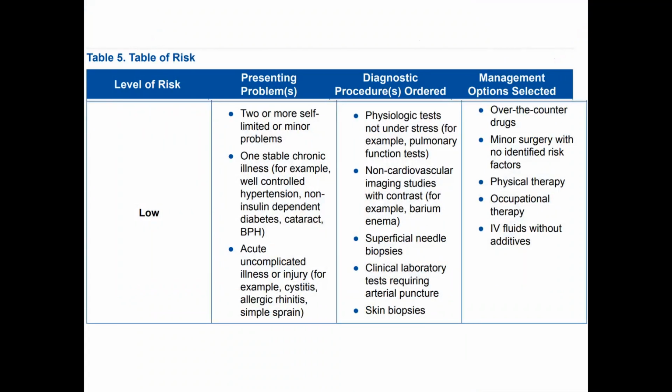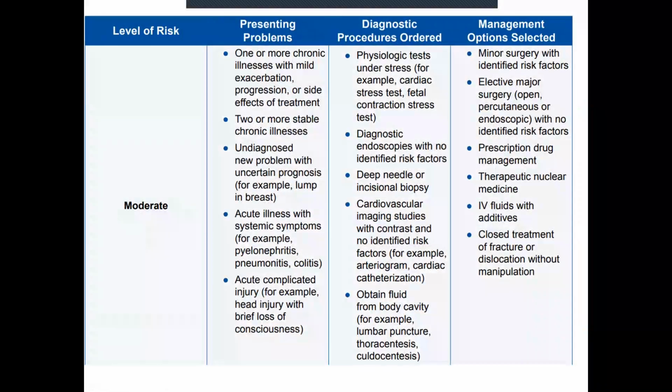Low risk is 2 or more self-limiting or minor problems, or 1 stable chronic illness, diabetes, hypertension, or if you have an acute uncomplicated illness, such as a cystitis or a sprained ankle. In terms of diagnostic procedures, skin biopsies, superficial needle biopsies, clinical labs requiring arterial puncture, ABGs. If your management options are over-the-counter medications, physical therapy, again, those are all considered low risks, along with IV fluids without additives.